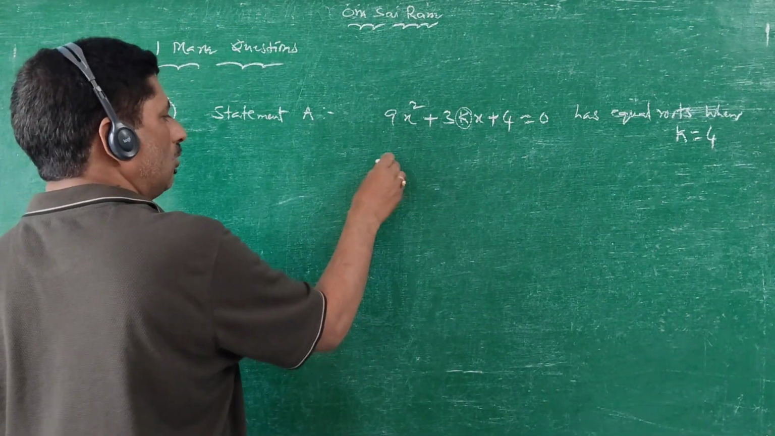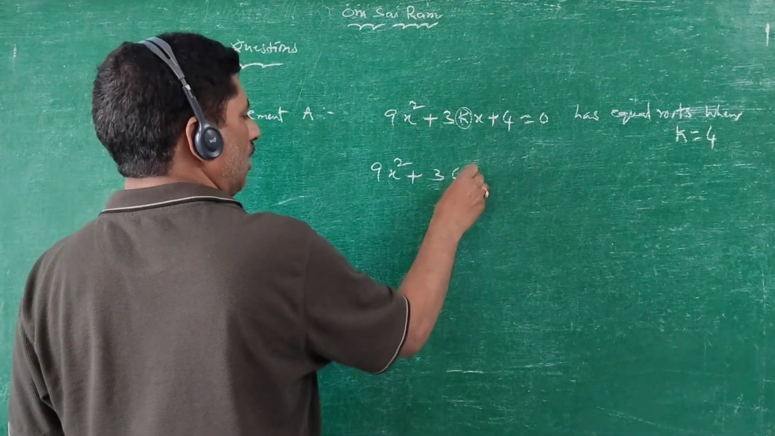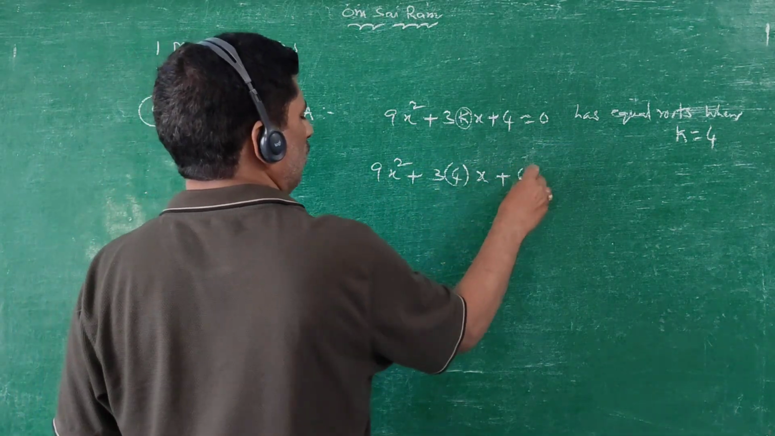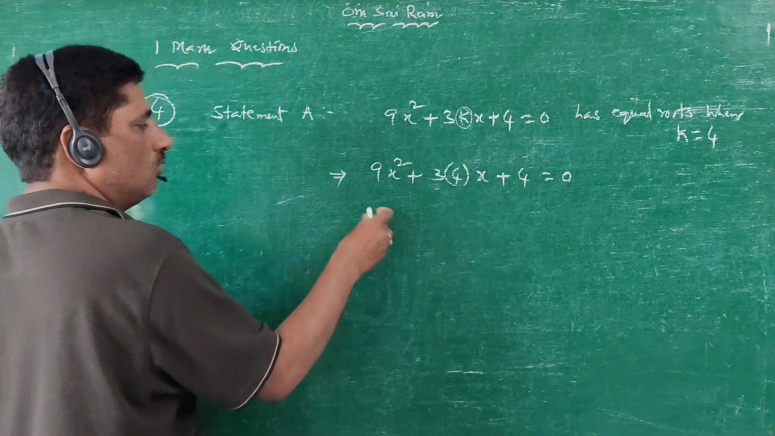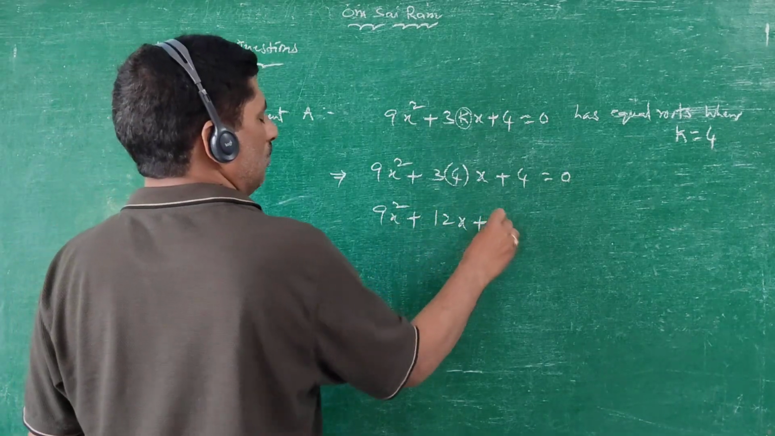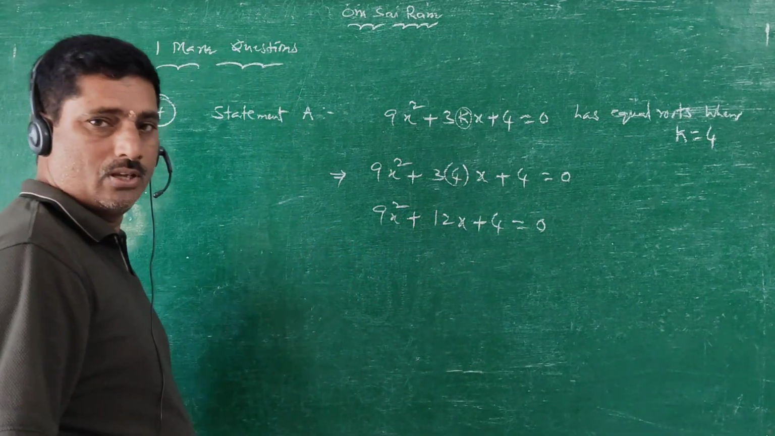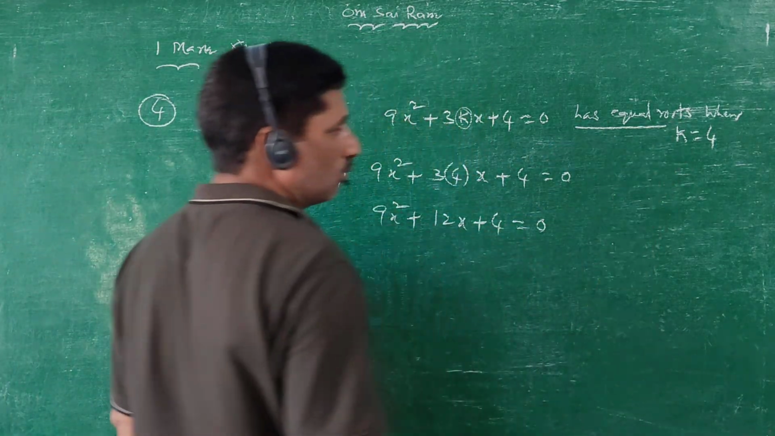Okay, I simply have to substitute. Instead of k, I use 4: 9x square plus 3 into 4 into x plus 4 is equal to 0. In k's place I substitute 4. 9x square plus 3 fours are 12x plus 4 is equal to 0. Of course, it is a quadratic. Then they give one condition: it has two equal roots.